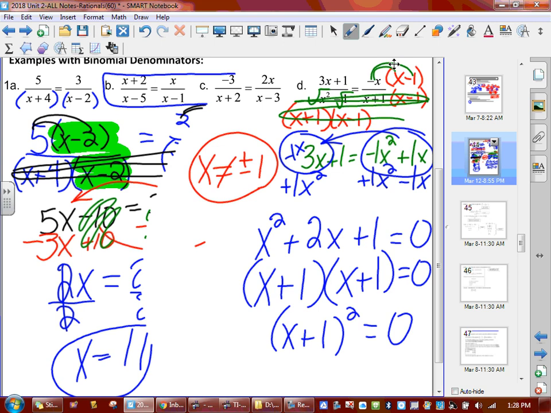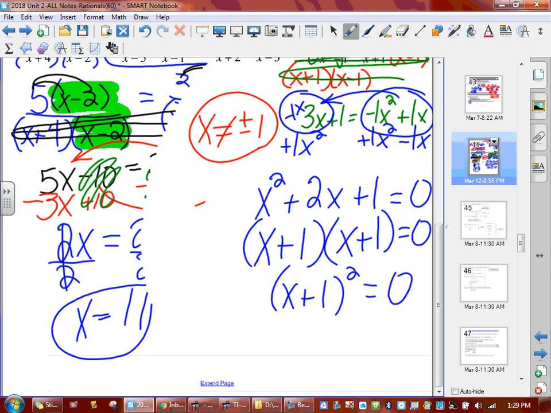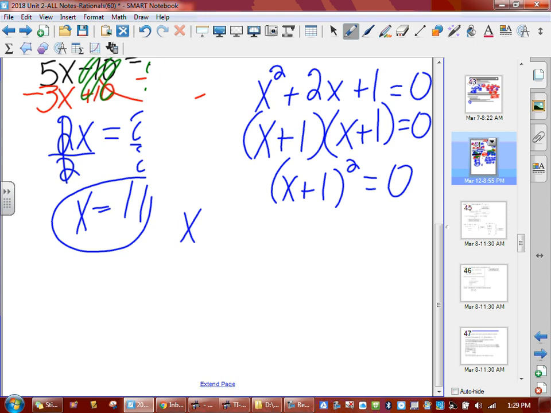So if I take that answer out of brackets, what do I get? Negative 1. X would be negative 1. But is it allowed to be? No. So that's why I did this question with you. This is a no solution question. So we would say x equals negative 1, but no solution.